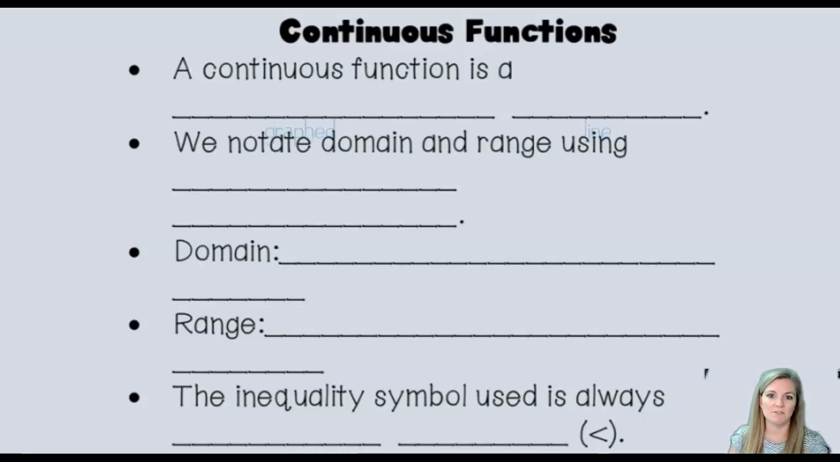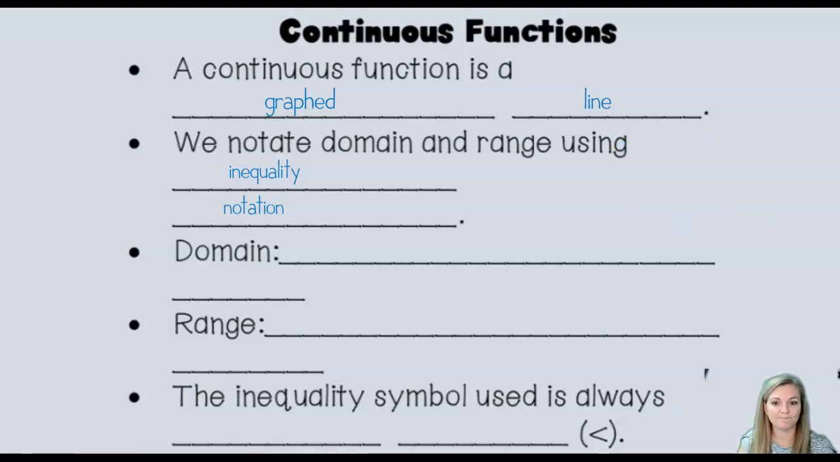So a continuous function is just simply a graph line. We're actually going to talk about one that's got like a little jump in it, but it is a graph line. It's not individual points. We call those discrete. So this is a continuous graphed line. And we notated domain and range using inequality notation up until today. After today, we're going to learn a different way. Or since today, we're going to learn a different way.